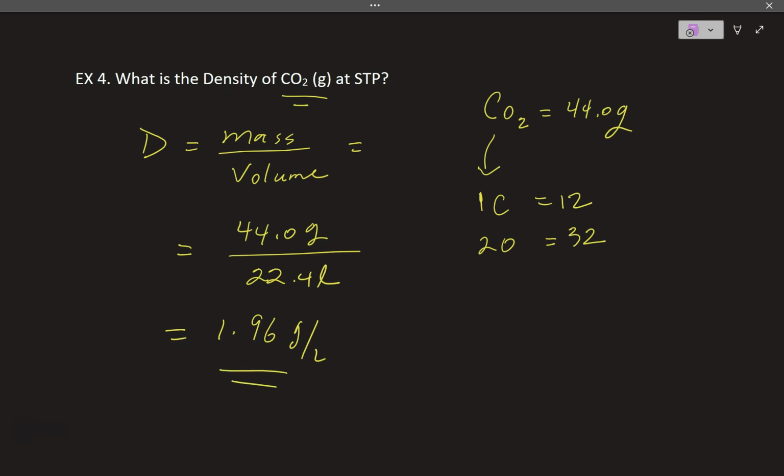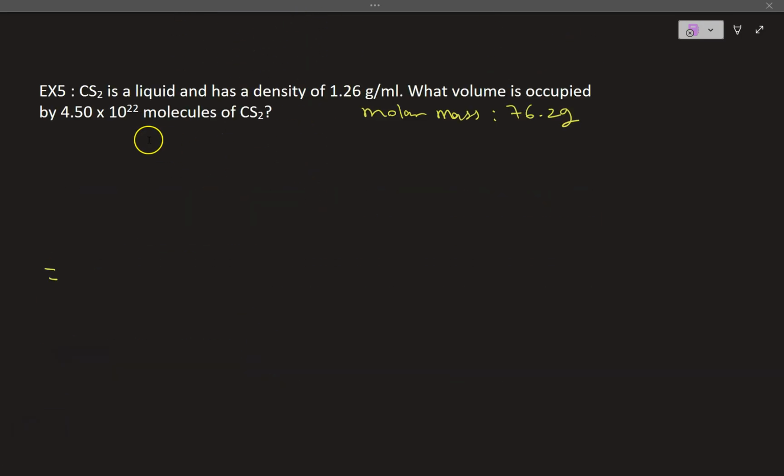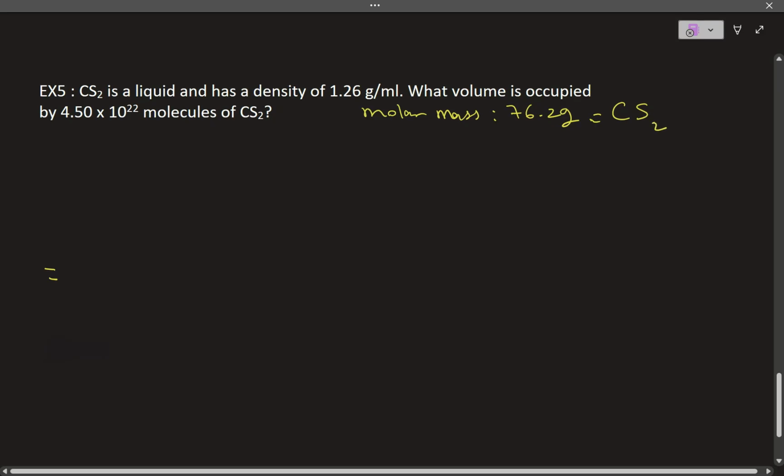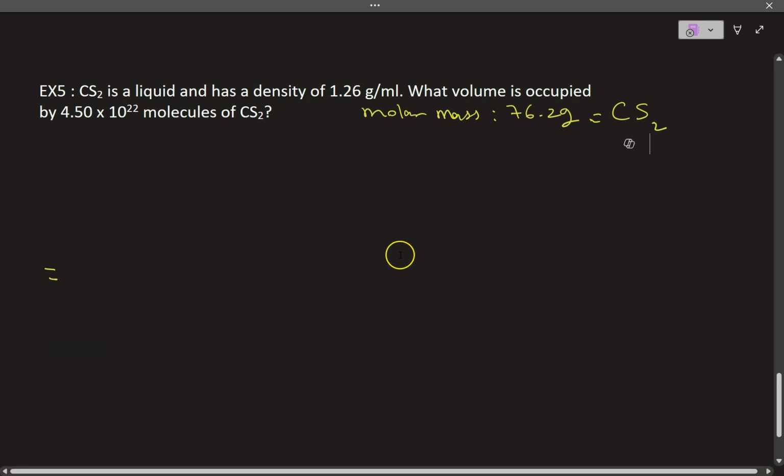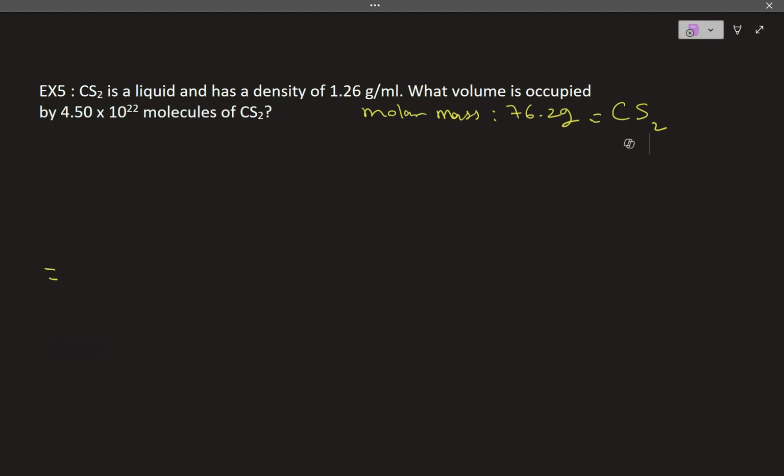Okay, very good. And last question. We have CS2, which is a liquid and has a density of 1.62 gram per milliliter. What volume is occupied by 4.5 times 10 to the 22 molecules of carbon disulfide? The molar mass of this CS2 is 76.2, 1 carbon, 2 sulfur. So you just multiply and then add. Then you have to set this up one step at a time, starting with the molecules.